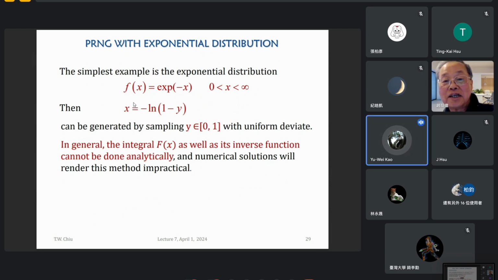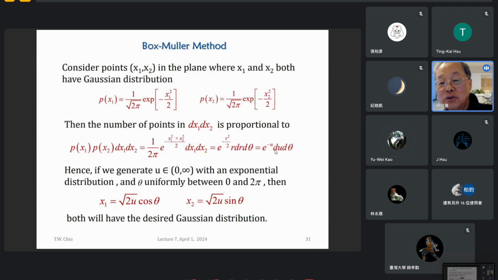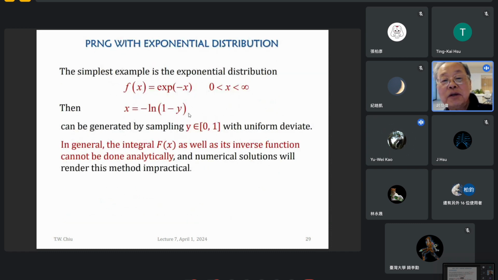I was still thinking u is a substitution of r squared. No, since I know the distribution of u is e to the minus u du, that means u obeys the exponential distribution. Then I can use this previous algorithm to generate u: u equal to minus log of 1 minus y. That means you generate a uniform random number, then use this formula to compute u, and then you will get u exponentially distributed.